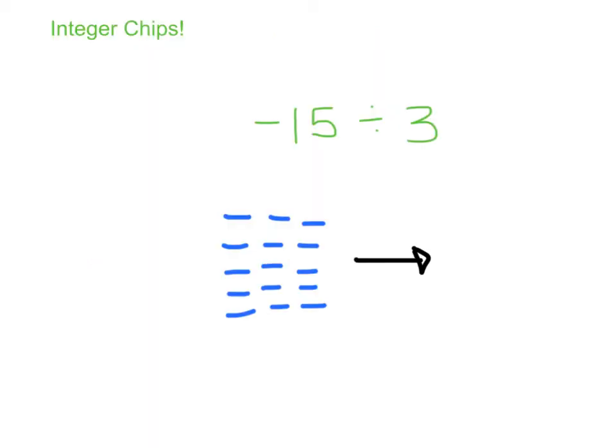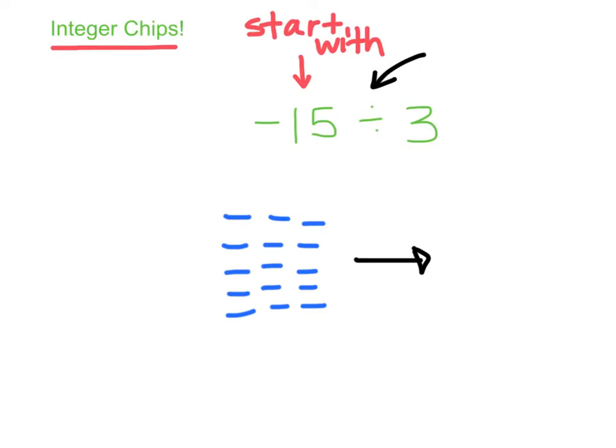Alright, now that you've seen a couple problems related to multiplication, let's look at what happens when I use integer chips. So my problem is negative 15 divided by 3. In a division problem, this first number tells you what you start with. So it says start with 15 negative chips. Down here I drew 15 negatives, you can see those. It says divide, so basically that means split into this many groups. So this is the number of groups. It says split it into 3 even groups. So I need to take these integer chips and split them into 3 even groups.